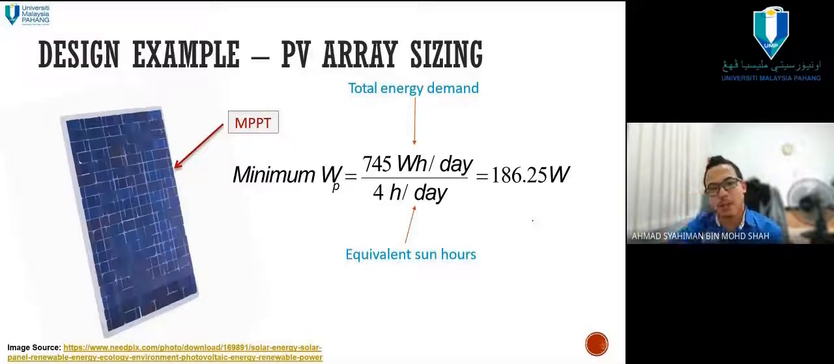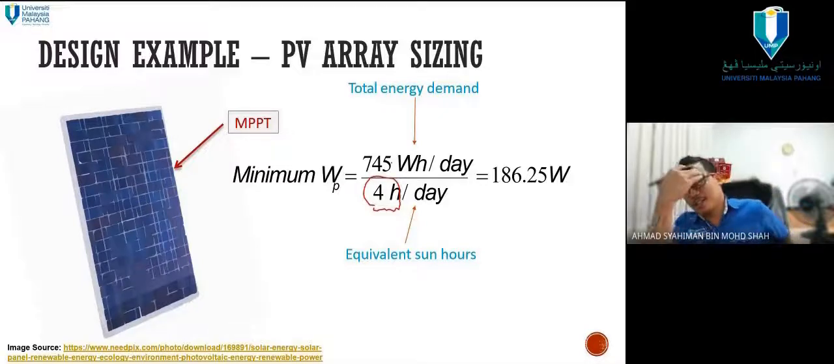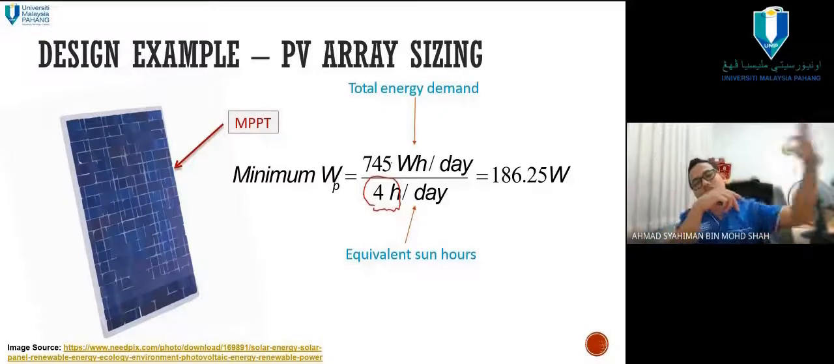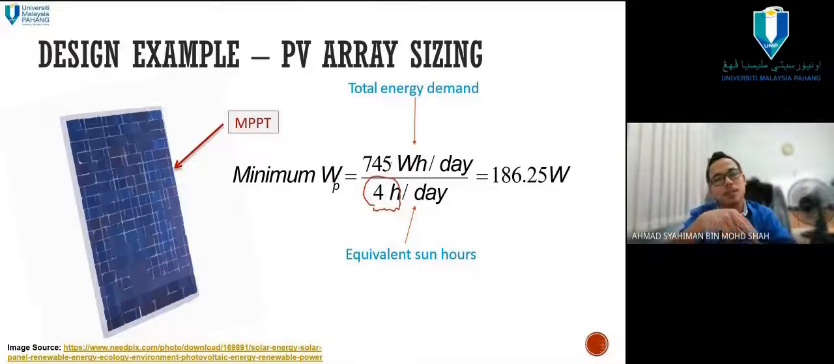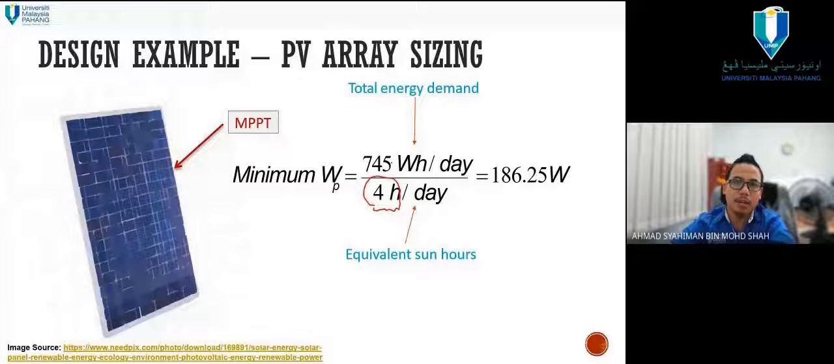It's actually 4.5 here, but it's written 4. Never mind, we assume 4. It should be 4.5 if following from the previous example. But it's okay. We assume that it's 4 hours. Okay, that I told you, typical case in Malaysia, we can put 4 hours, considering that they have the maximum 1000 watt per square meter of irradiance that we receive in Malaysia, by default is 4 hours. Okay, 4 hours per day.